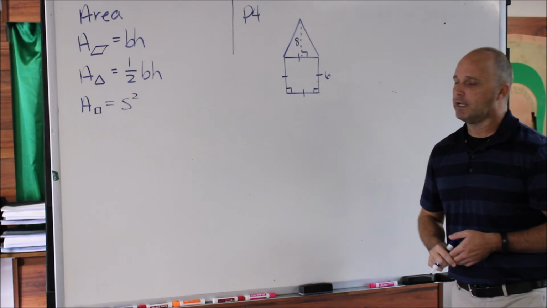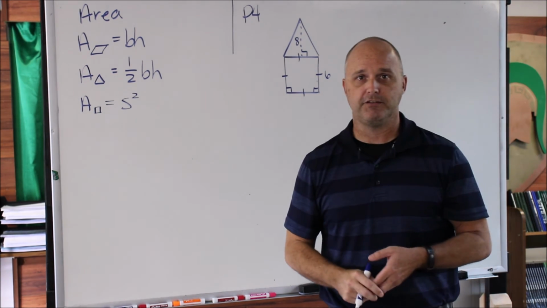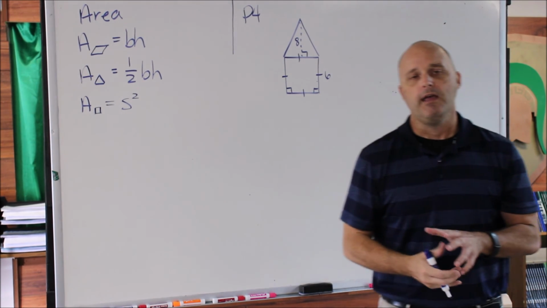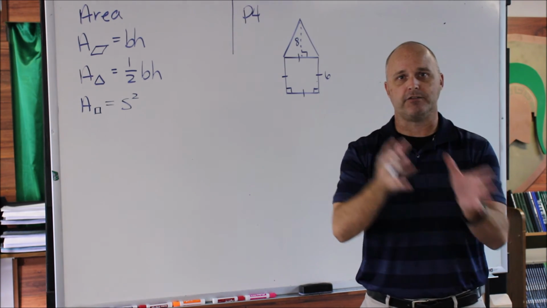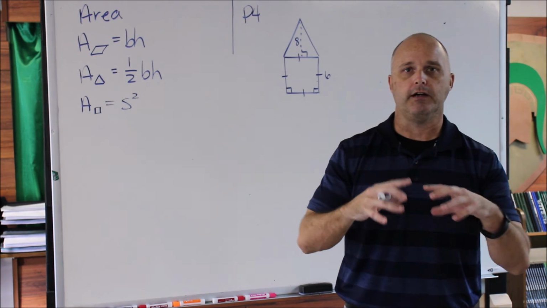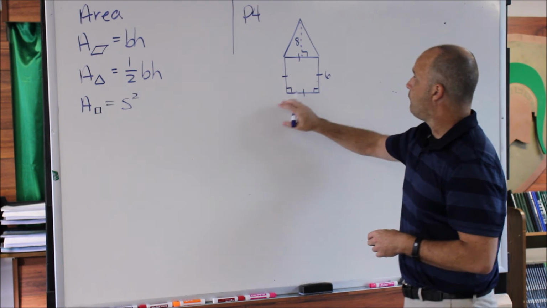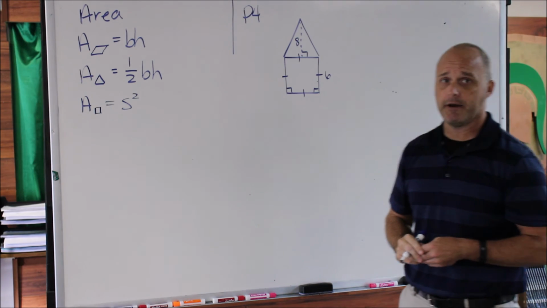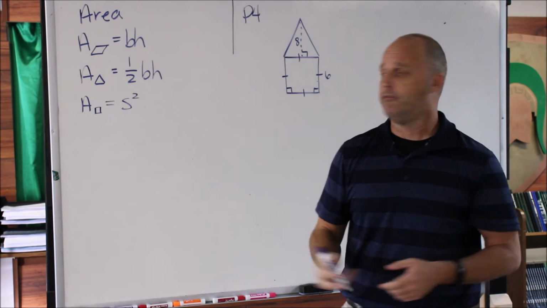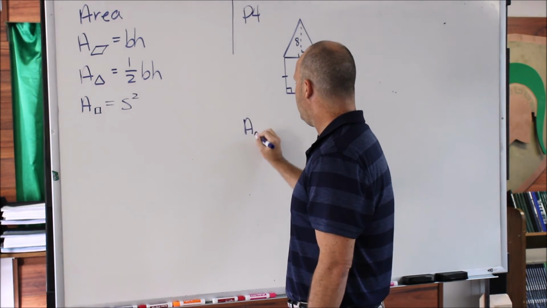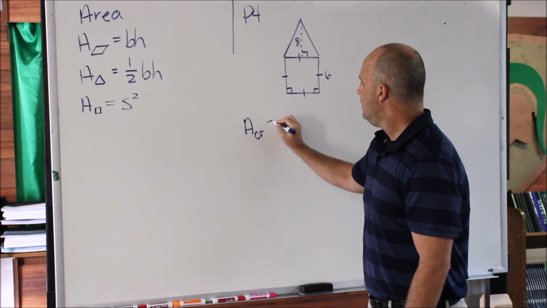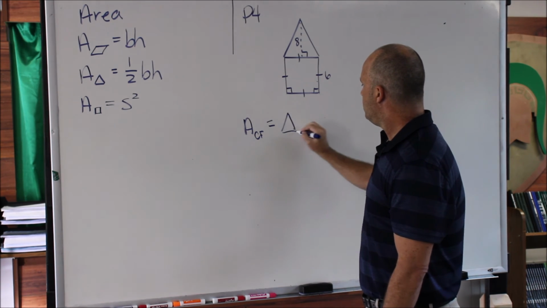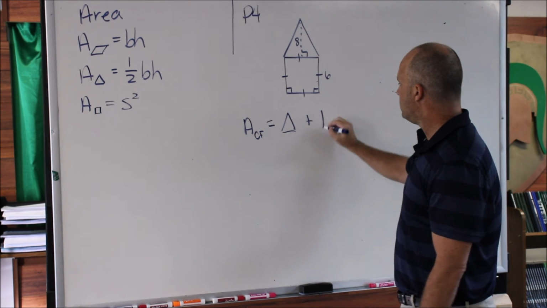In problem number 4, we're given what is called a composite figure. That means that we're given two figures that are either stacked or joined in some way. And what we can do is find the areas of each figure to find the area of the entire figure. So if we're looking at problem number 4, you can see that we've got a triangle on top and a square on the bottom. So if we want to find the area of the composite figure, I'm going to call that A sub CF, equals the area of the triangle plus the area of the square.